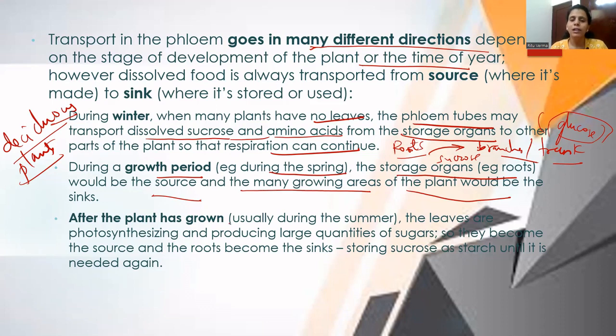And after the plant is completely grown up, that is during summer seasons, when new leaves are completely formed, now the new leaves are performing photosynthesis. So these leaves have now become the source. From these leaves, sucrose is now transported to various growing areas of the plant, plus it is also transported to the root. In growing areas it is utilized for the process of respiration, and in the root this sucrose is stored for winter seasons. So here the leaves become the source, and the growing areas and roots become the sink of the plant.